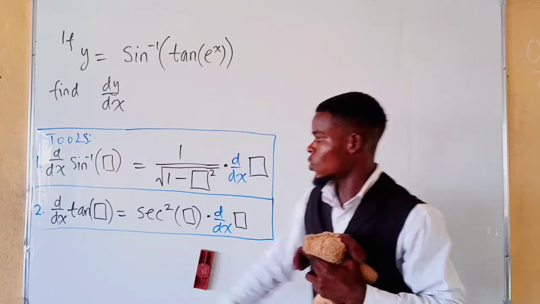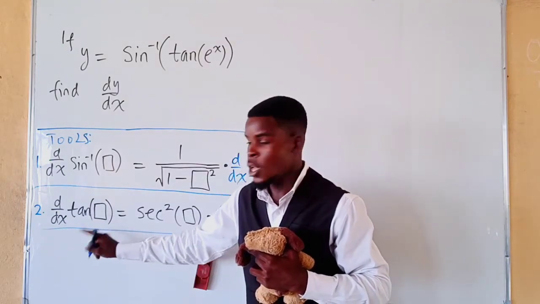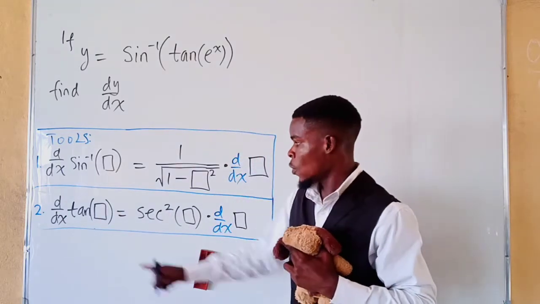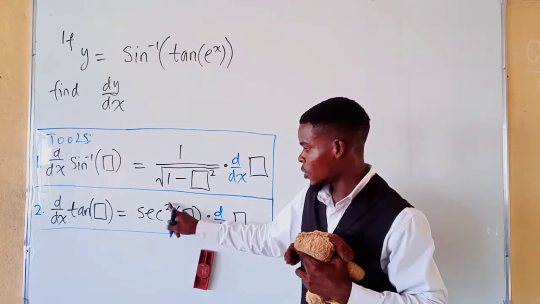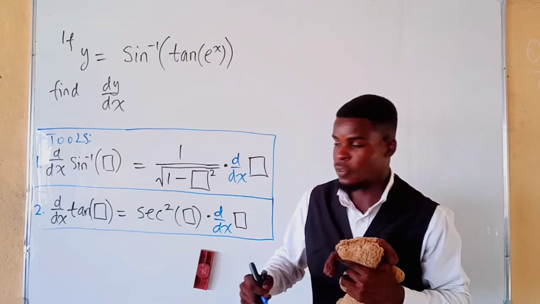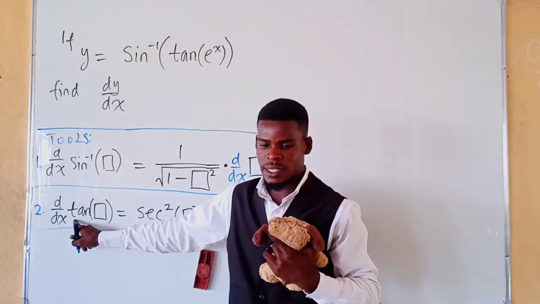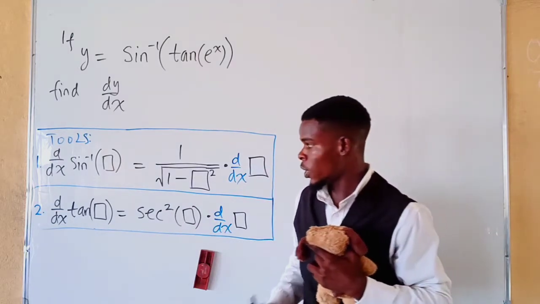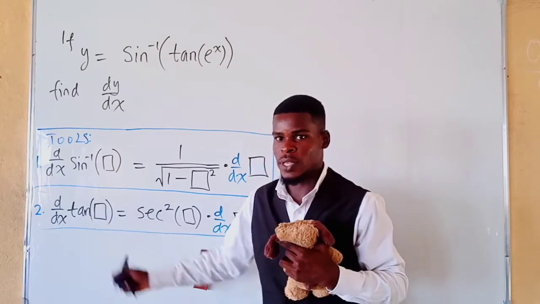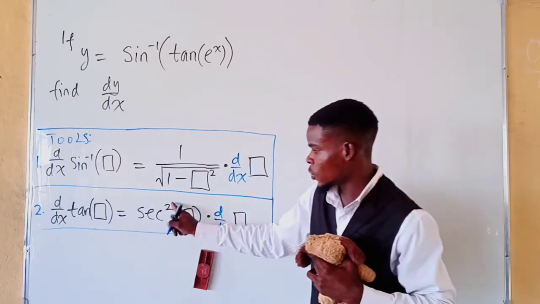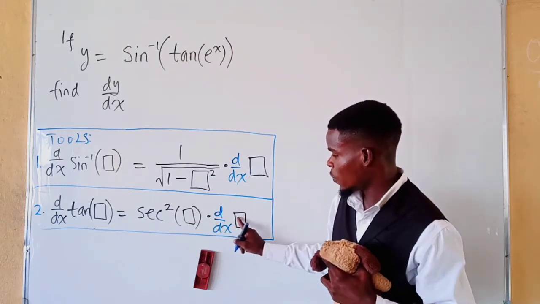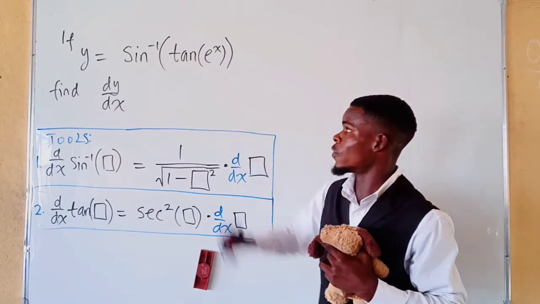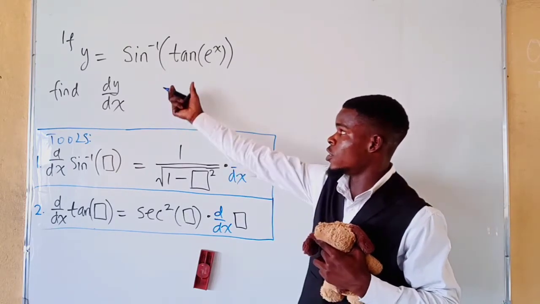The second tool here is the derivative of tangent of something with respect to x. This something is just a box that contains some function of x, and the derivative will be secant squared of that box. That is from the fact that if we differentiate tangent of x with respect to x, the result is secant squared x. And by chain rule, if we have tangent of a function of x, we differentiate the tangent to get secant squared of that thing, and we multiply it with the derivative of the inside. We'll be applying these two rules in finding the derivative of that function.